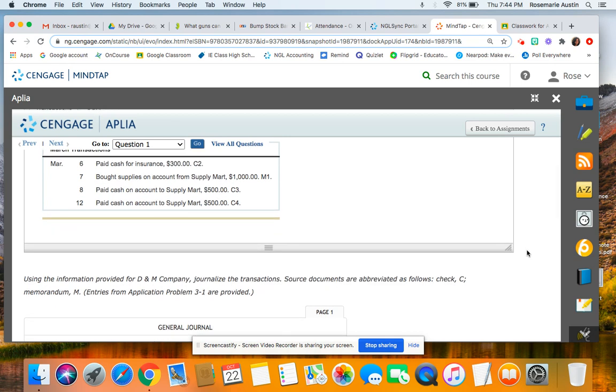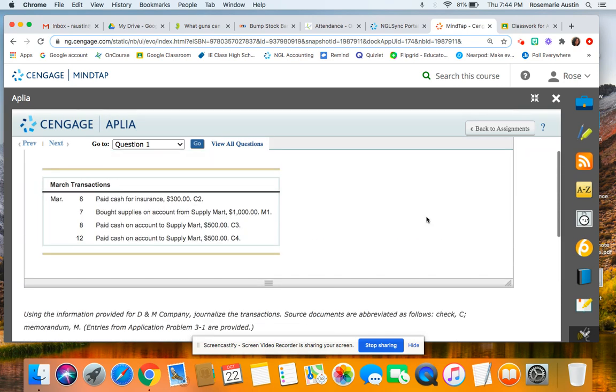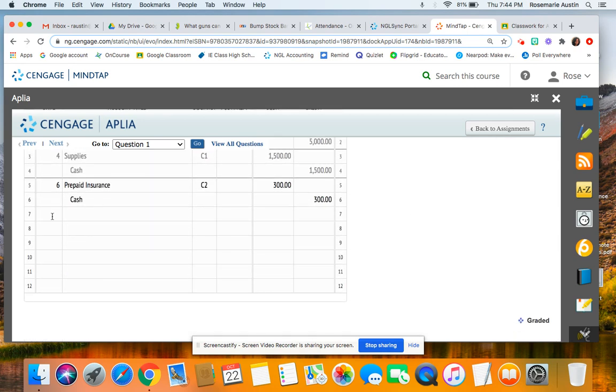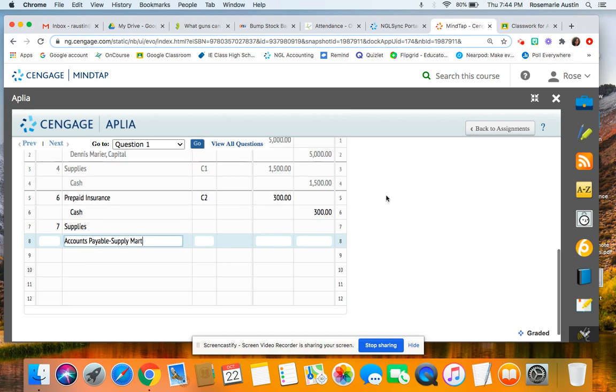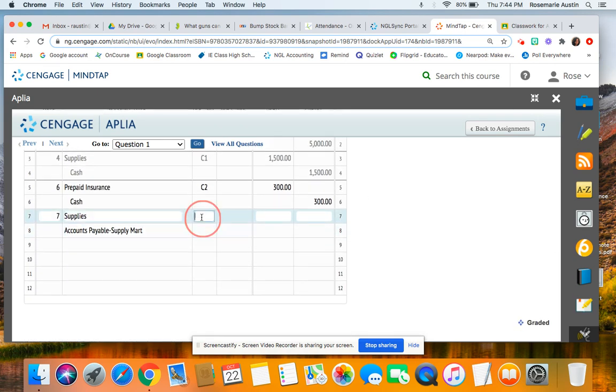All right, so that's one way you can check for accuracy if you're still not sure how to tell the difference. Okay, so supplies is increasing. Supplies is an asset, and that's increasing with a debit entry. So that's March 7th. So we're going to enter supplies first, and the second account then is going to be the other one, which is accounts payable. And it was, what was it? Supply Mart, yes. Okay. The source document is memorandum or memo 1, and it was $1,000.